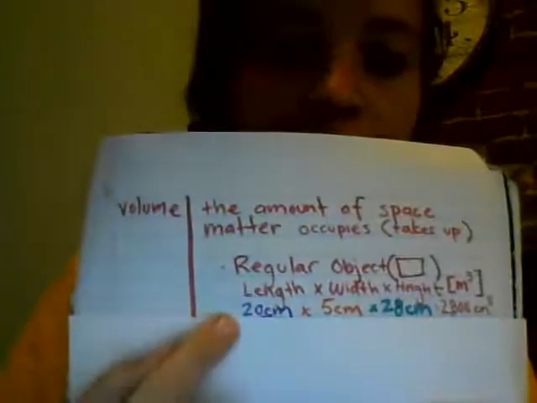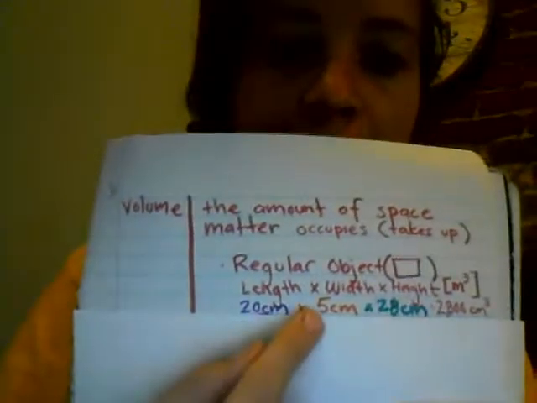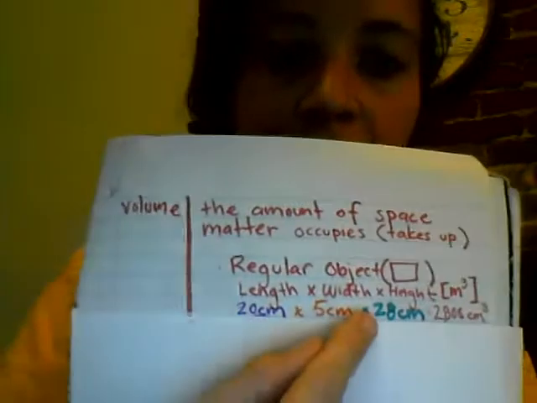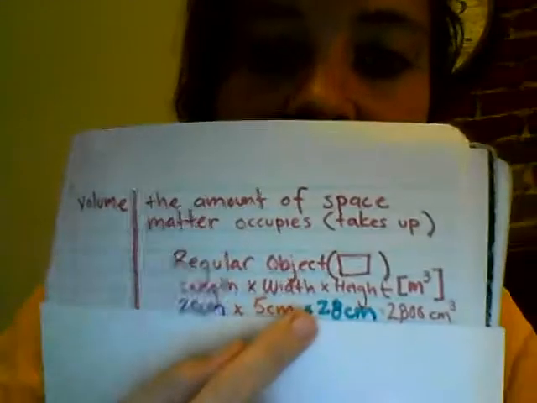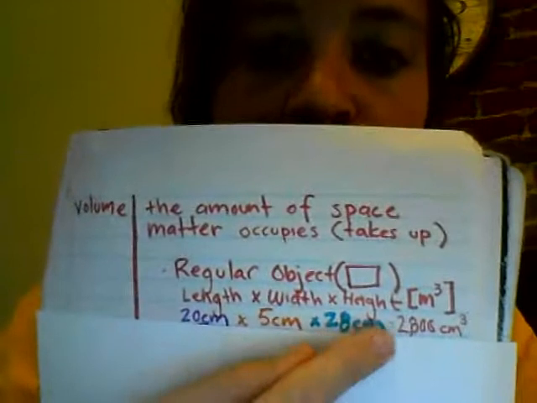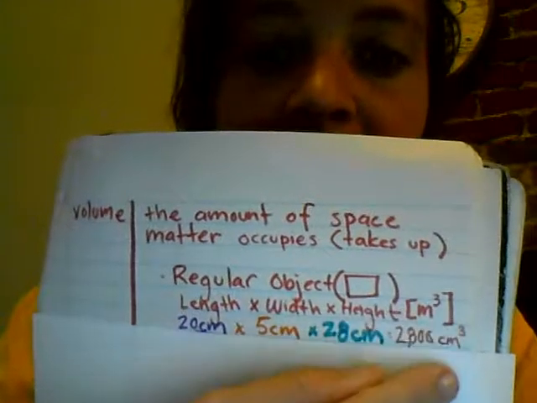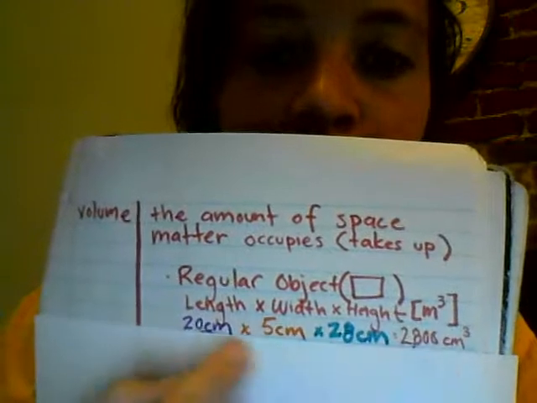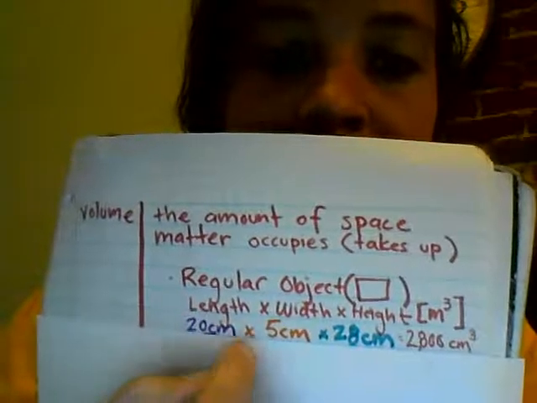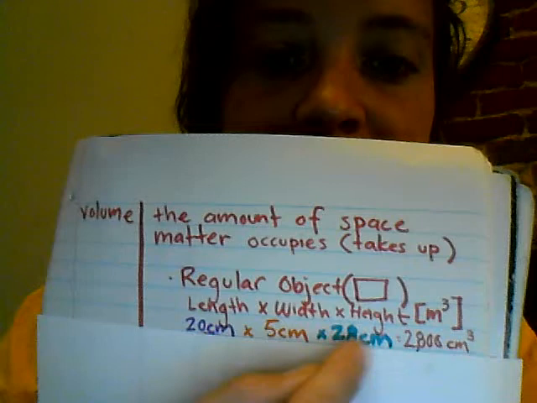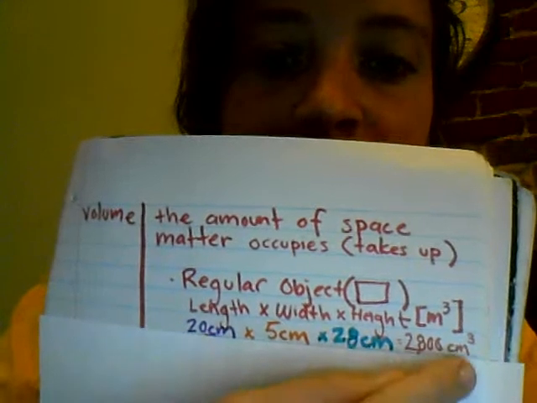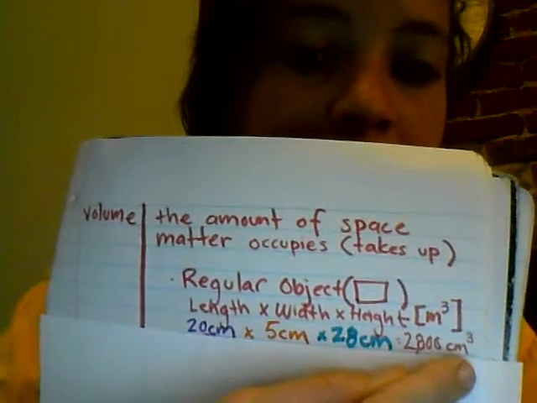So I took 20 times 5, which was my width, times 28. My answer is 2,800 centimeters cubed. That cubed is because we took a centimeter times a centimeter times a centimeter. So we have 3 centimeters that we're multiplying by each other.